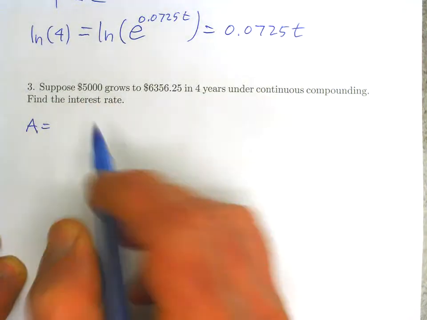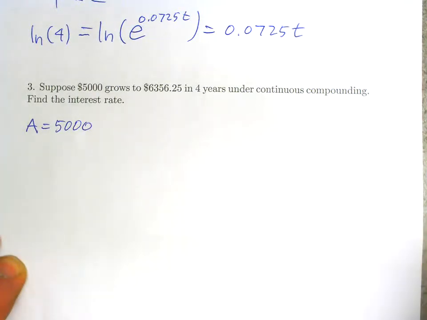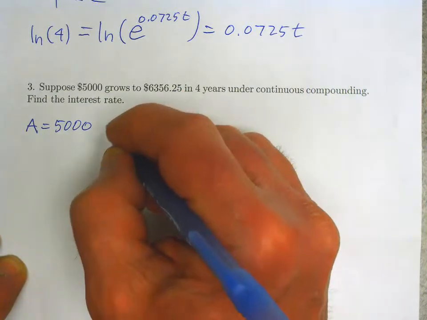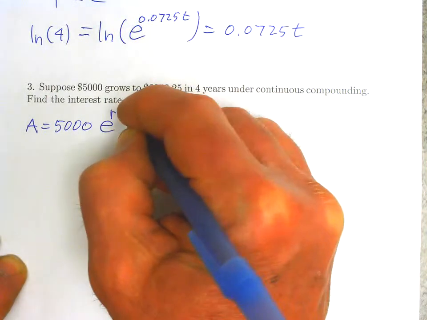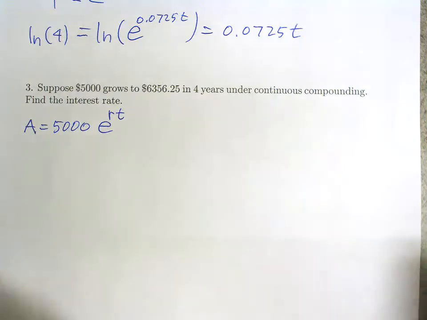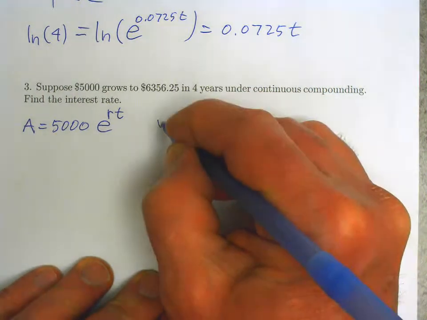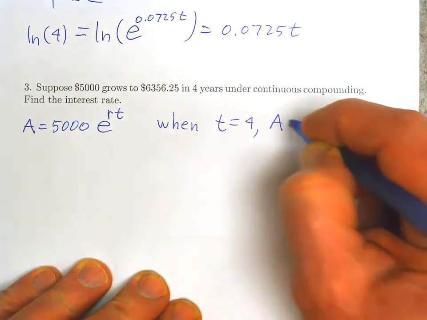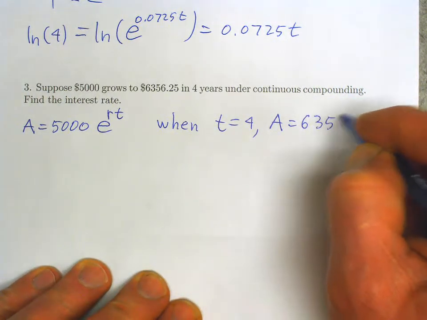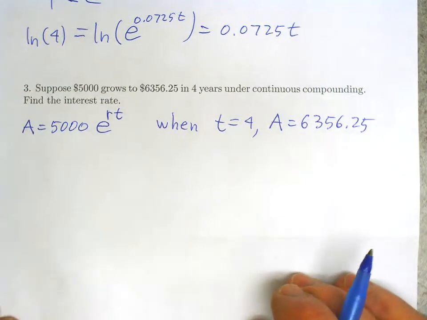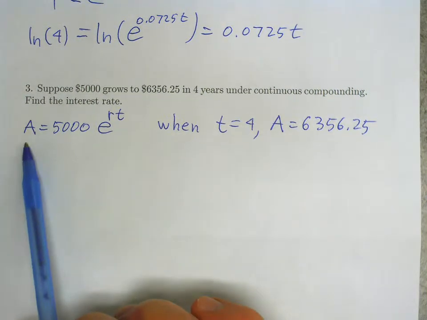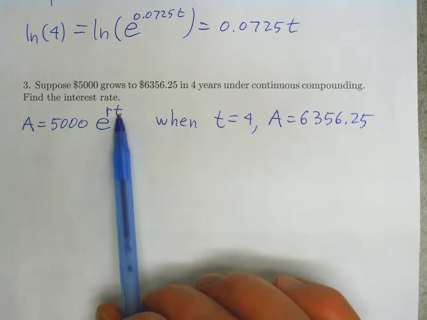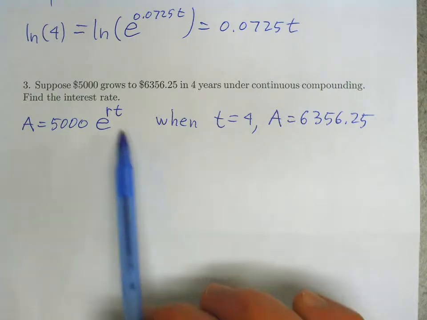The initial investment is 5,000. The interest is compounded continuously. So A equals 5,000 times e to the RT. Well, we don't know what R is, but we are told that when T is equal to 4 years, the value of the investment A is $6,356.25. So in this function, we're going to replace A with $6,356.25, replace T with 4, and then solve that equation for R.